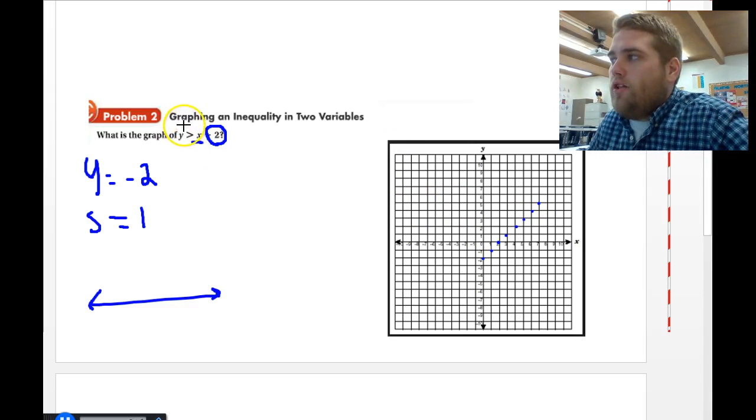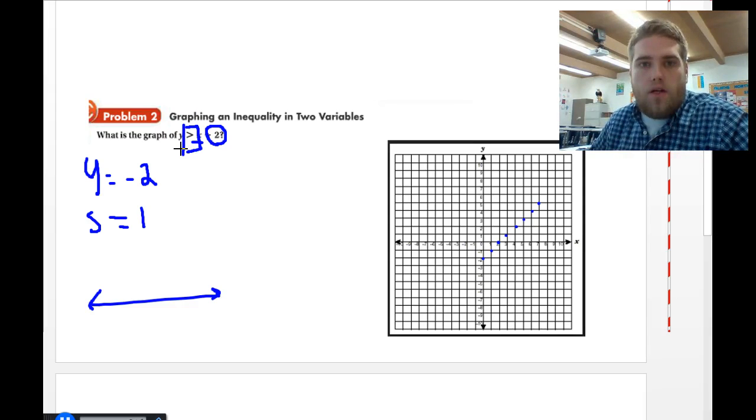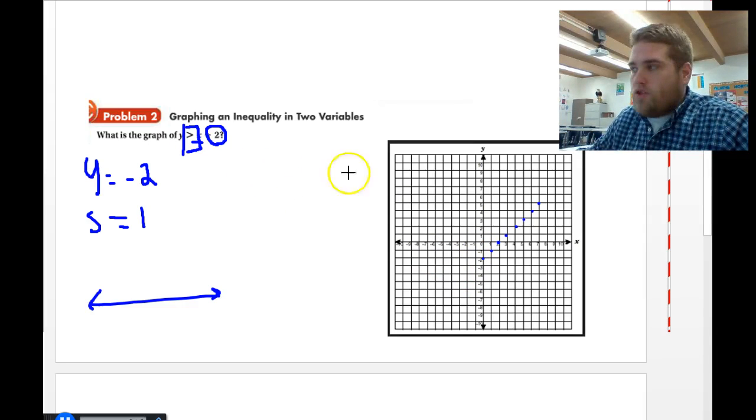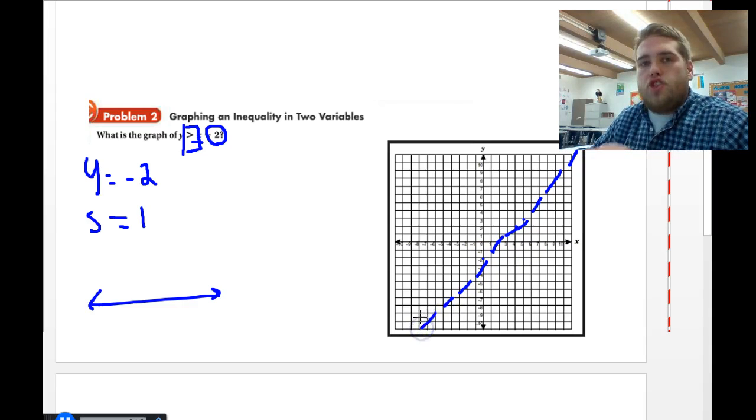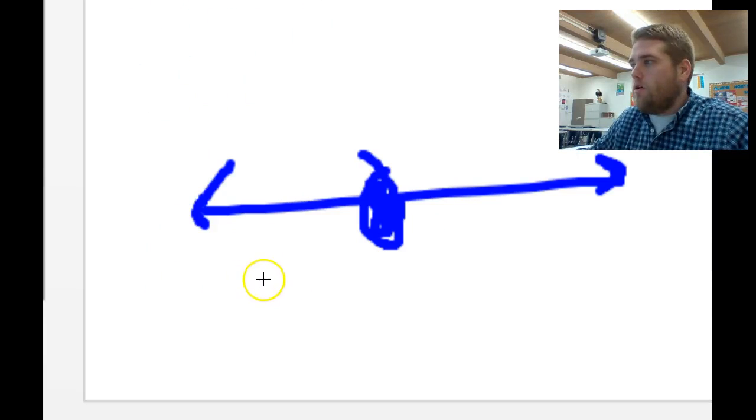Here is where it gets a little bit different. Just like before, I look at my sign. It's just greater than. That means our line is going to be dotted. This is really hard to do, but this is a dotted line. It's dotted similar to our circle. With our circle, this would just be an open circle, so think of this as an open line. If I had my equal sign underneath it, I would close the line just like I would close the circle. Does that make sense?